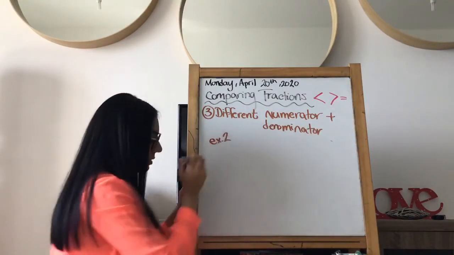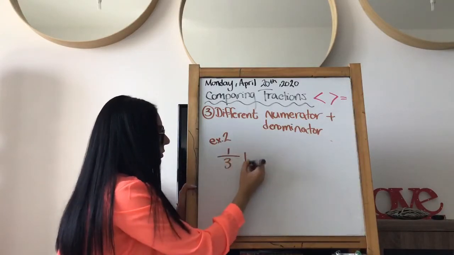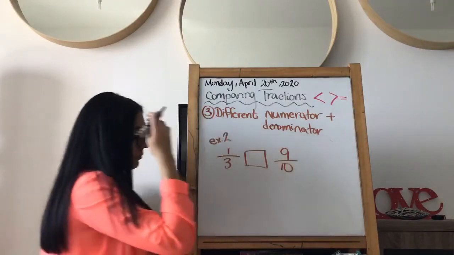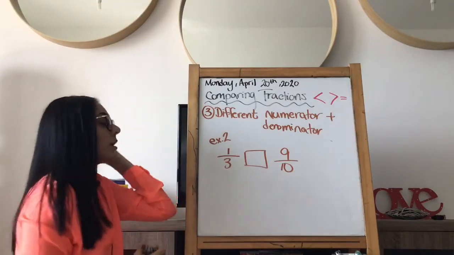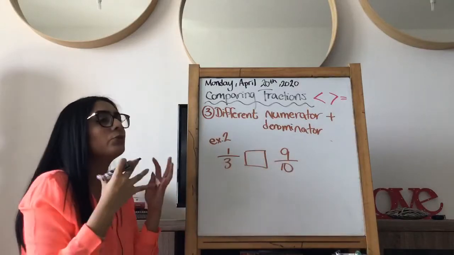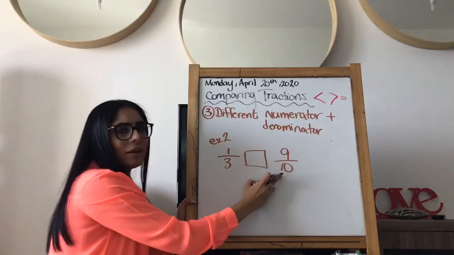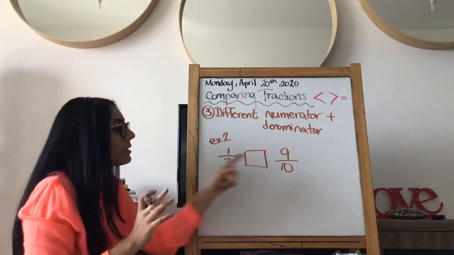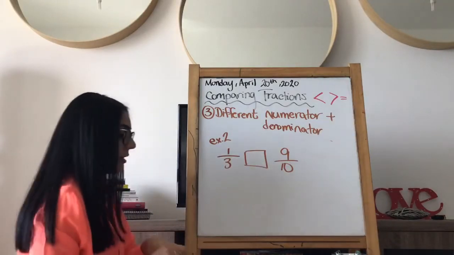Example 2. Let's do 1/3 and 9/10. Okay, now let's use our application and prediction skills. Do we think 1/3 is going to be greater or 9/10? Which one is closer to a whole? Hopefully you're thinking this, right? 9/10, we're only one slice away from a whole. This is 2 slices away from a whole. So we'll predict this is probably going to be bigger. But let's show our work, because we always have to, right?